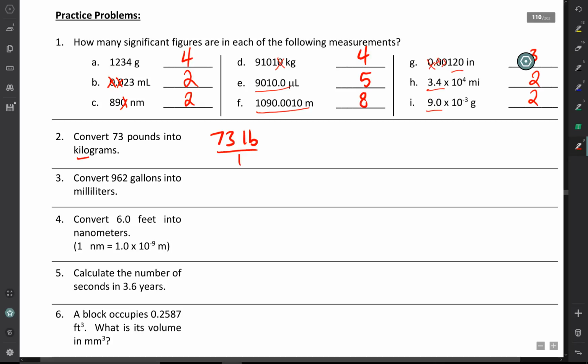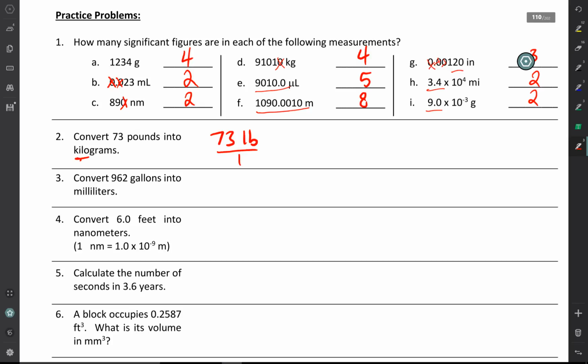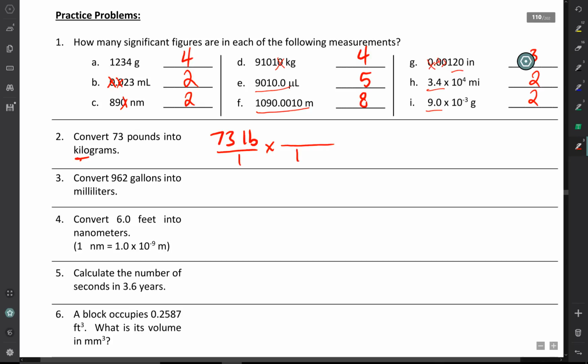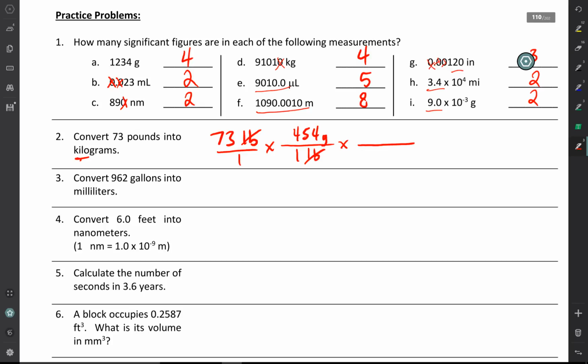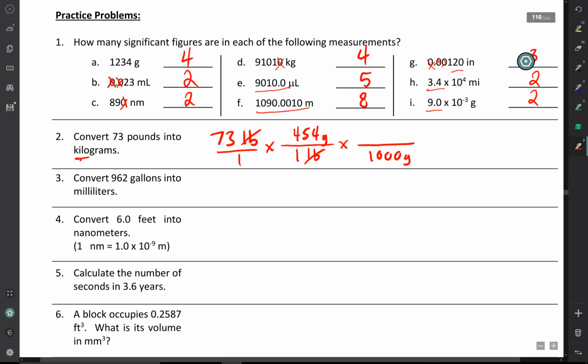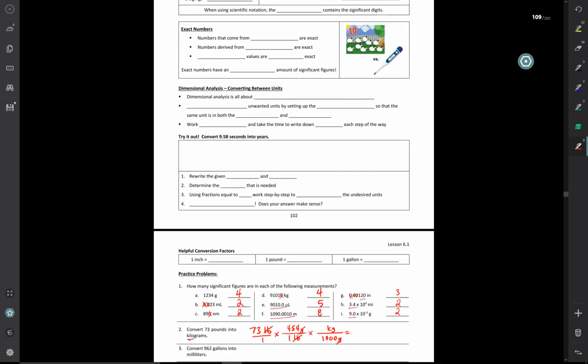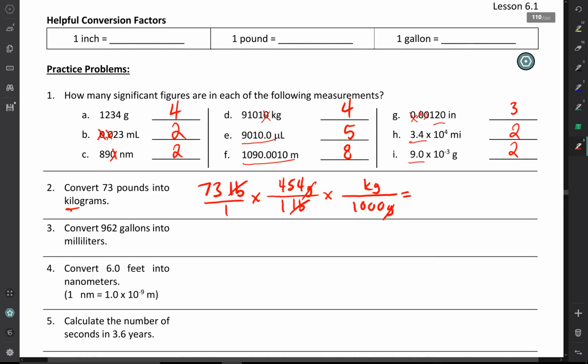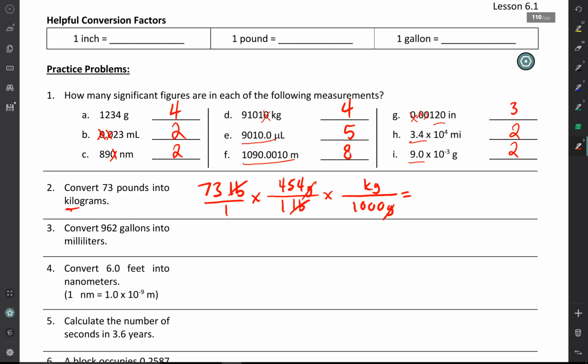You want to convert this into kilograms. I don't know how many pounds are in a kilogram, but I do know the relationship between pounds and grams. I know if I have 1 pound, I have approximately 454 grams. Pounds has canceled out, and it's left me with grams. In order to get from grams to kilograms, I need another conversion factor. I know that there are 1,000 grams in a kilogram. I've got now the desired unit, in the correct place, kilograms in the numerator, so now I'm ready to just set up and do my math.